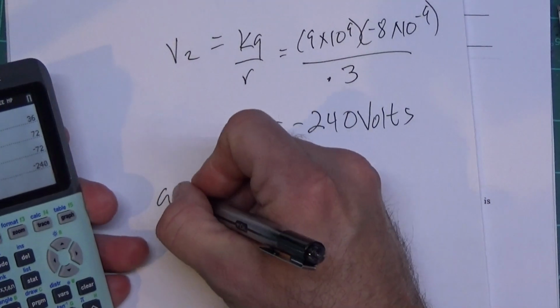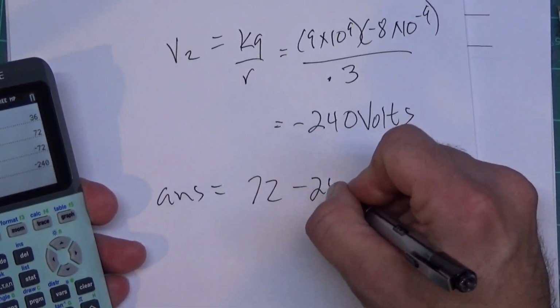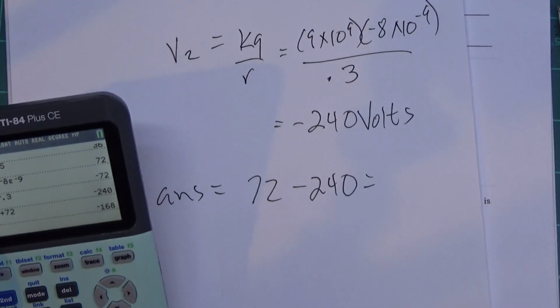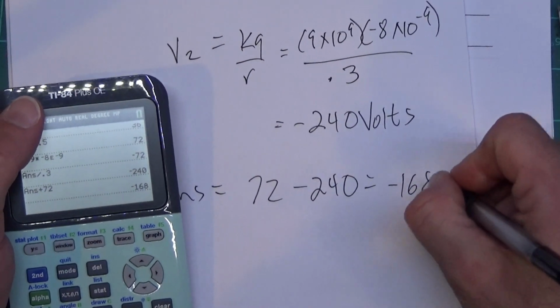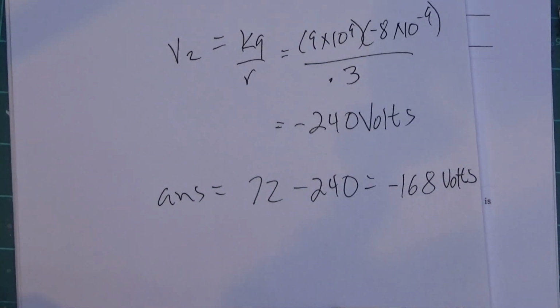Now to get my answer, since this is simpler, we just add them. 72 minus 240 equals negative 168 volts. So the answer to part B is negative 168 volts.